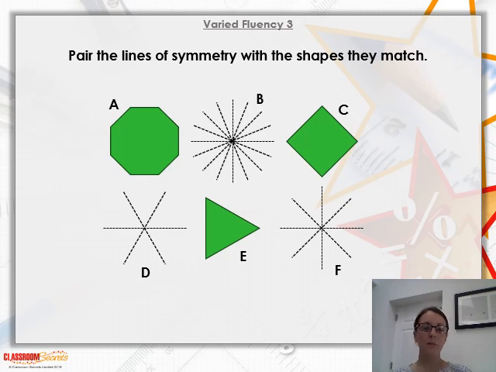Okay. Pair the lines of symmetry with the shapes they match. So hopefully we talked about regular shapes and lines of symmetry at the very start. You should be able to figure this out. So pause the video and take a little look.